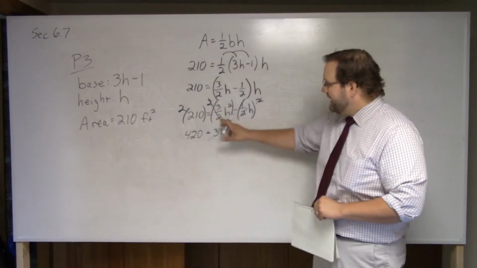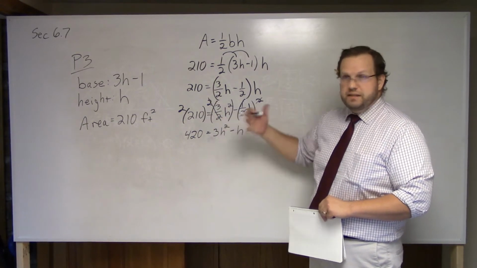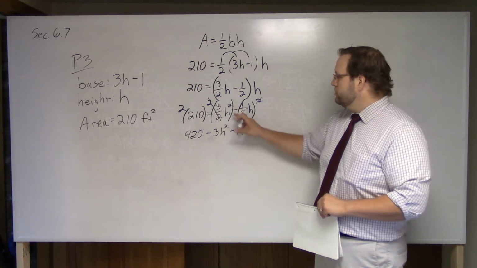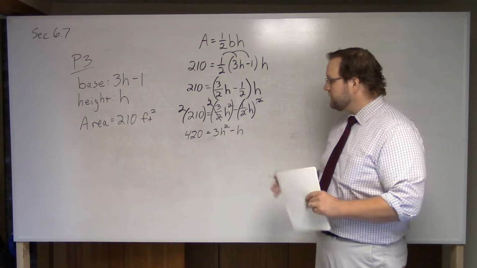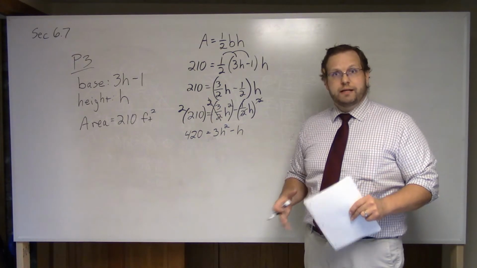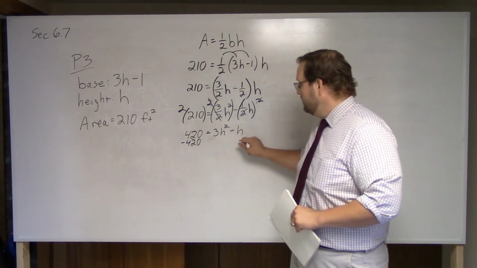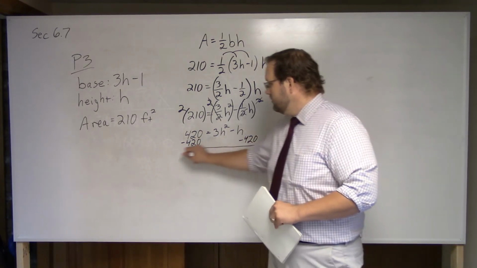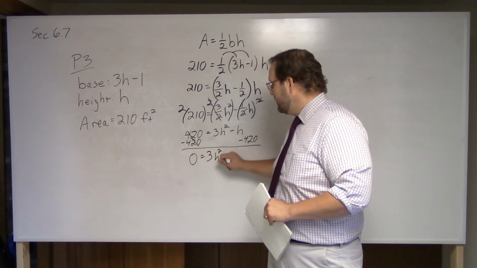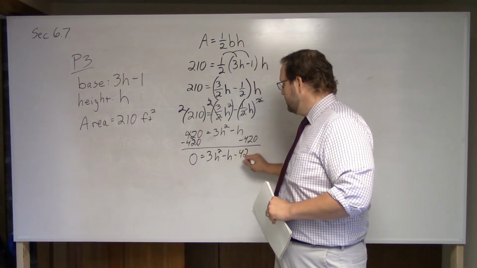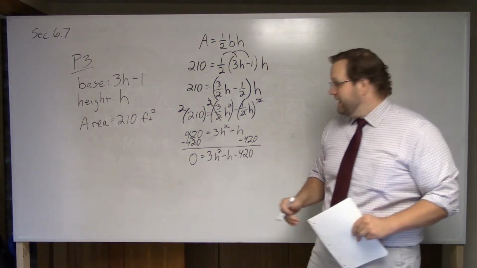Okay, if you don't like this cross out stuff, then just go 2 times 3 divided by 2. That'll give you that 3 popping out. 2 times 1 divided by 2. That'll give you the 1. Okay. Now I'm back to a normal quadratic. I want to get a 0 on one side, so I'm going to subtract this 420 to get 0 equals 3h squared minus h minus 420. Okay, I'm then going to have to factor.